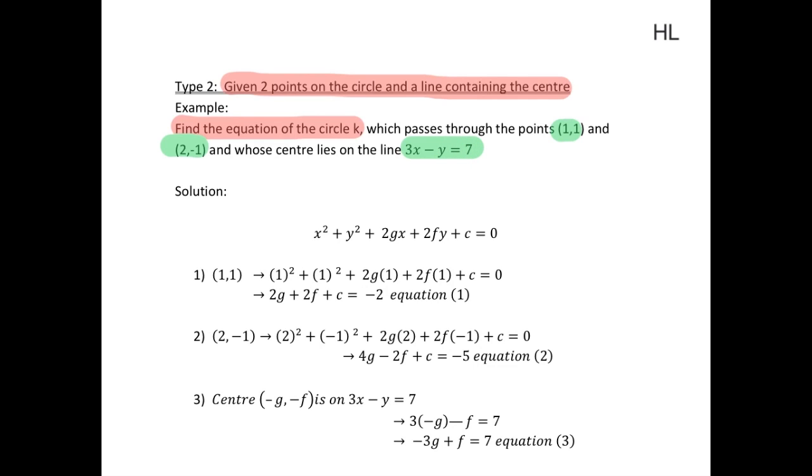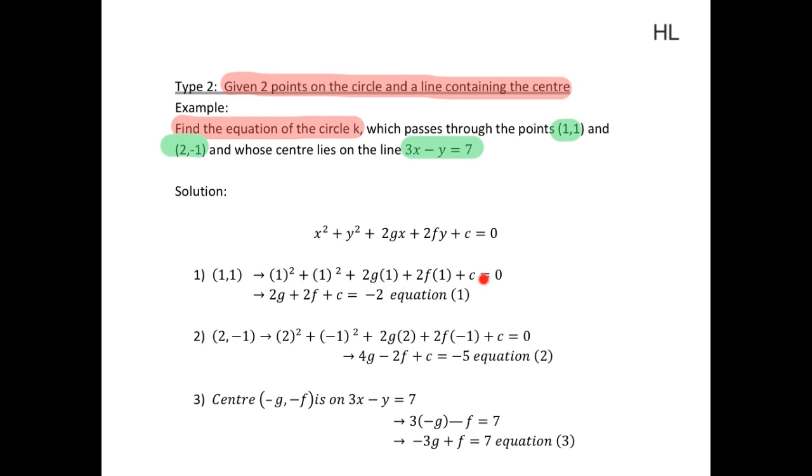So our first step is to write down our general equation. And just like our last question, we're going to want to find 3 different equations so that I can find g, f, and c. So our first 2 equations, just like the last example, will be to take these 2 points, (1, 1) and (2, -1), and fill them into the equation here. So everywhere we see an x, we write a 1 in this case, or a 2 in this case. Everywhere we see a y, we'll write 1 because we have a 1 here, or a -1 because we have a -1 here.